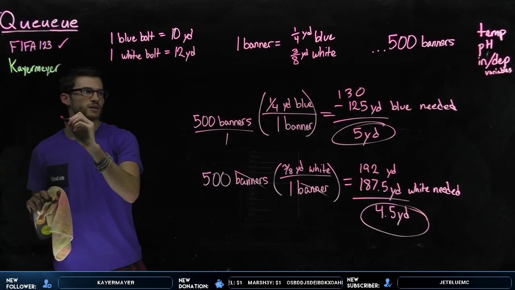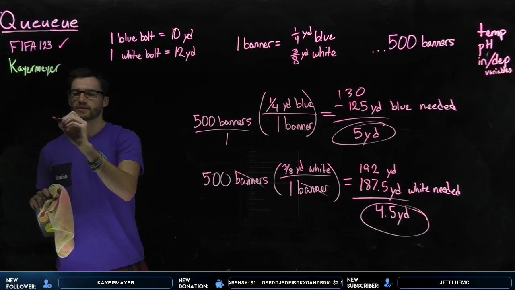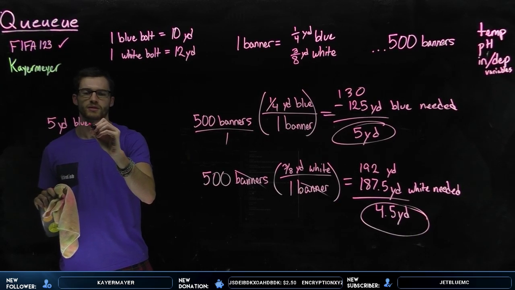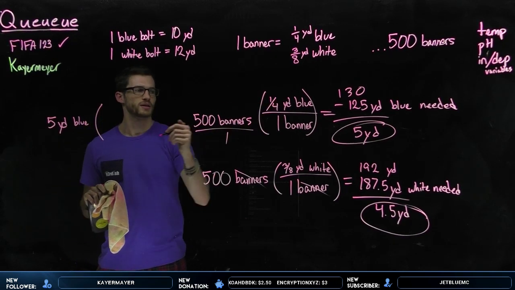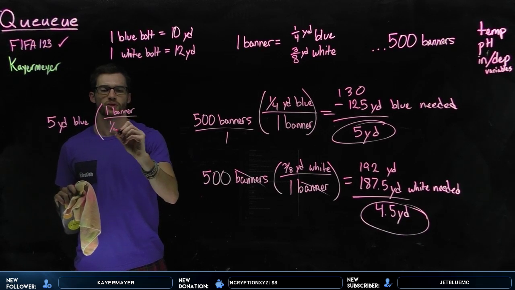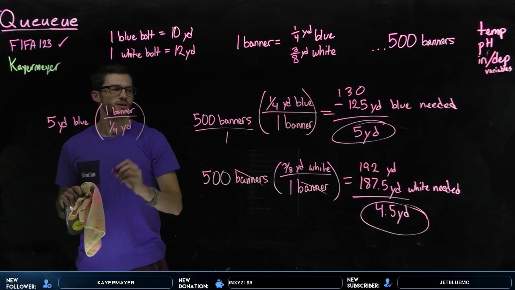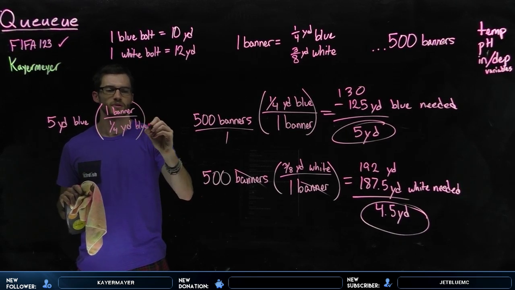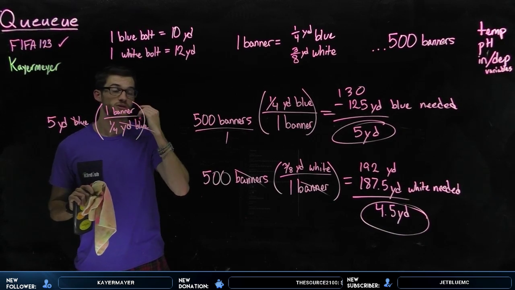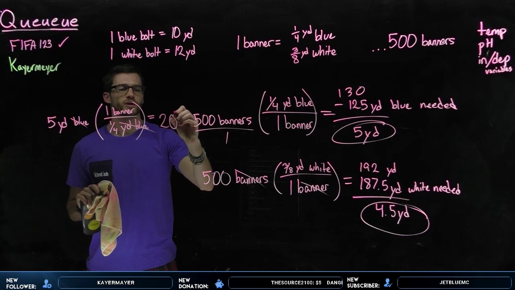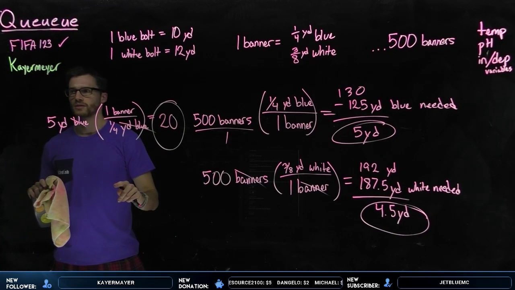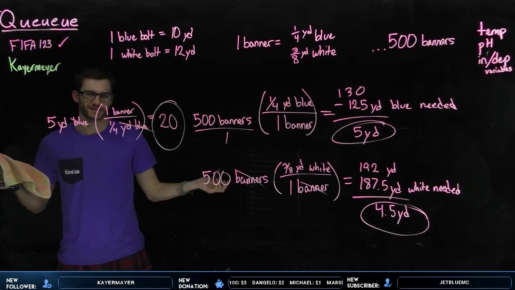So we're going to do the same thing, but we're going to go the opposite direction now. So 5 yards of blue times, now we're flipping this. So now we have one banner over 1/4 yard of blue. So these cancel. And then we have 5 divided by 1/4, which is 20. So we can make 20 banners with blue, but we need to go with the limiting reactant. Limiting agent. Or whatever.